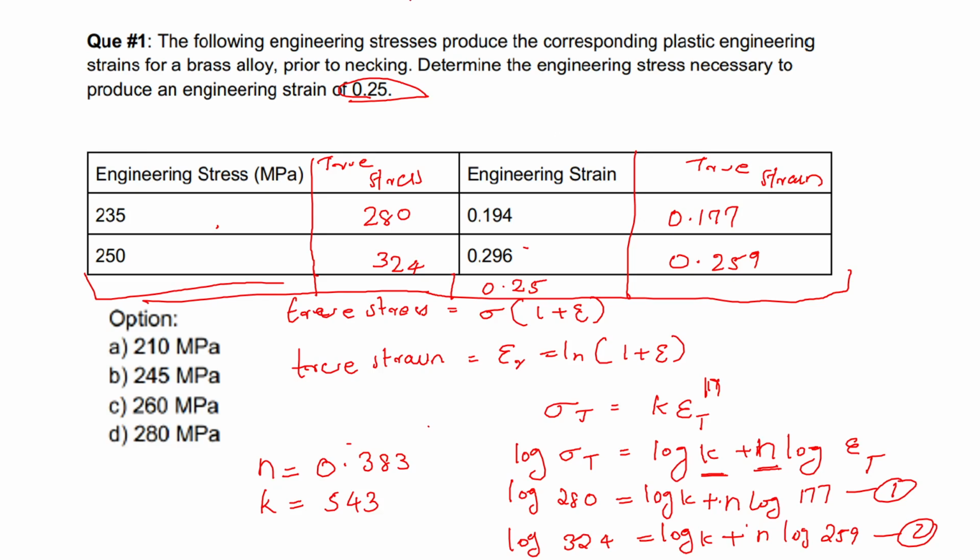You try once, okay? It will be 543. Okay, fine, you check it once later. Now this is not the solution, now you have to find. So here we got the n value will be 0.383 and the k value will be 543 megapascal.